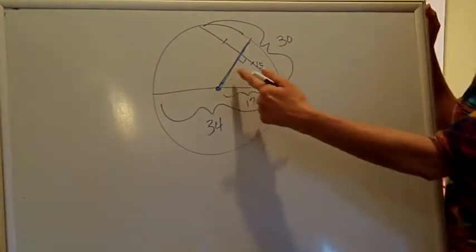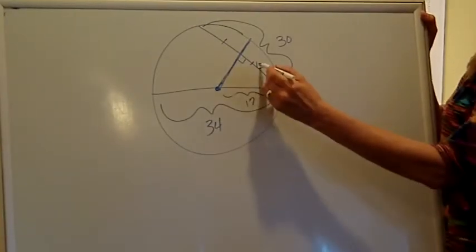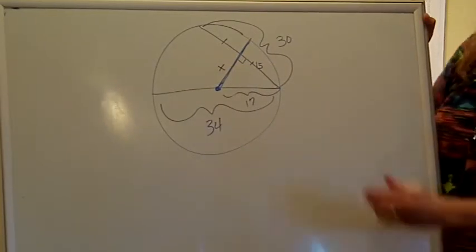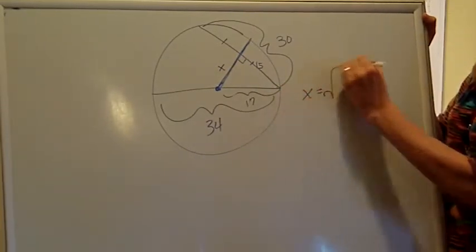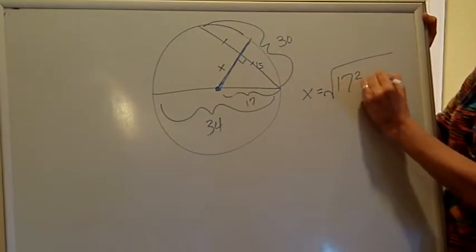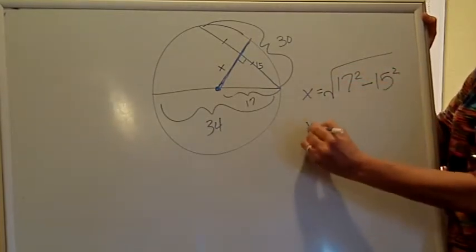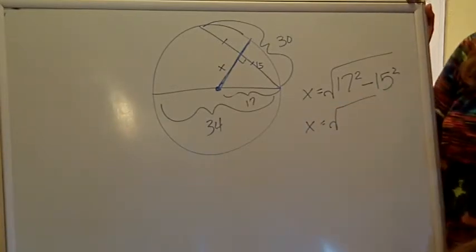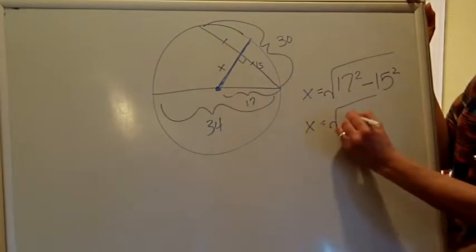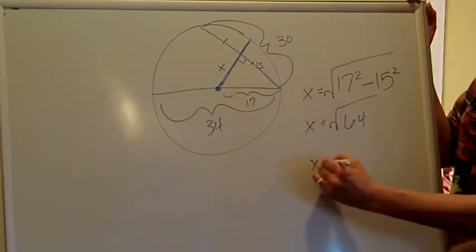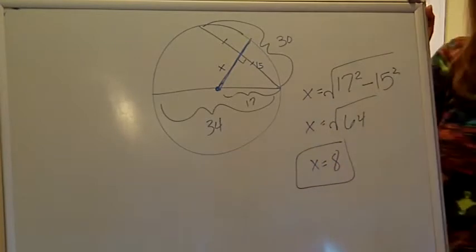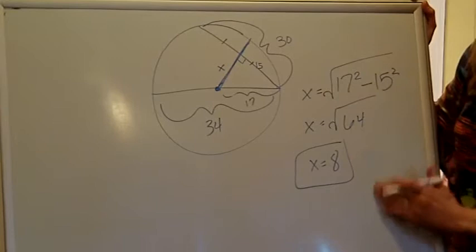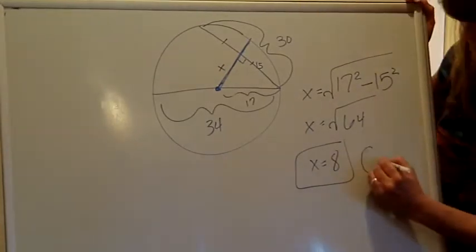So looky here, we've got a right triangle. We've got a leg and a hypotenuse. This is the distance we're looking for. So x is going to be the square root of 17 squared minus 15 squared. What'd you get? Very good, that's what I got. Which is 8, answer choice G.